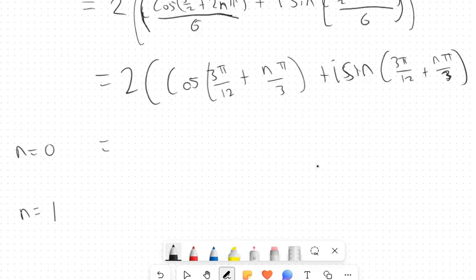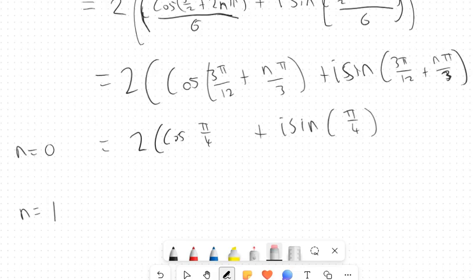So if I put in a 0 for n, I would get 2 cos of, well, the whole second part is gone, so it's just 3 pi over 12, which is pi over 4, plus i sine of pi over 4. And that's it, because the second part is just gone again when you put in a 0. My brackets are kind of everywhere here.